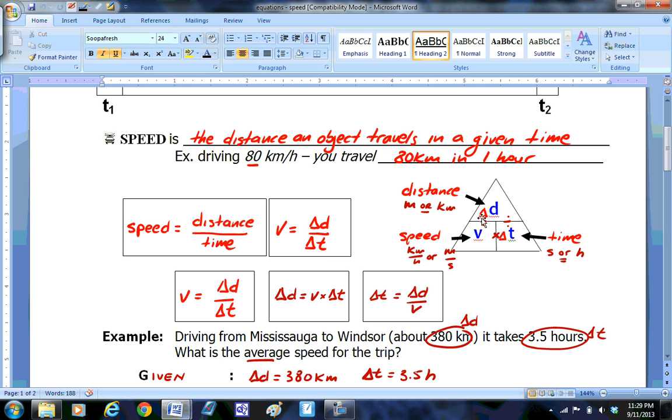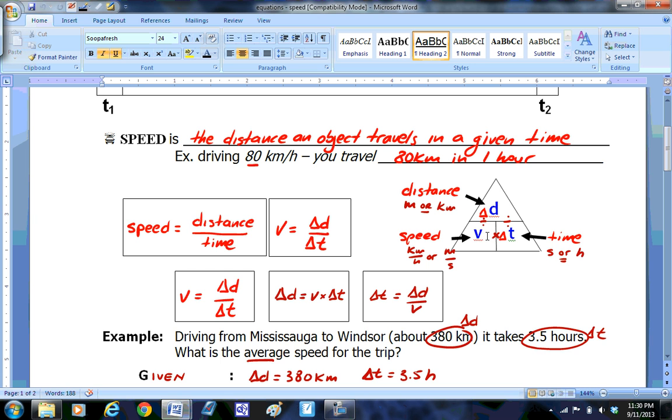And I'm just going to use this little formula triangle to help us out. So again, the D is the distance. We measure it in meters or kilometers. Speed, we can measure in kilometers per hour or meters per second in our class. And time can be measured in seconds or hours. Now, the way the formula triangle works is if you're over something, like d over v or d over t, you're dividing. If you're side by side, you multiply.